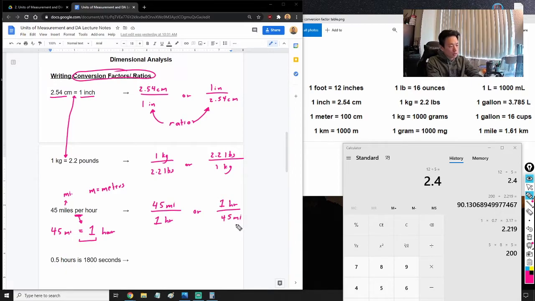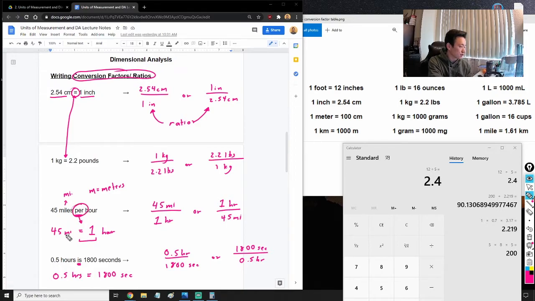Okay? And then lastly, you can use the word is to describe it. 0.5 hours is equal to 1800 seconds. And you can write the ratios as 0.5 hours over 1800 seconds or 1800 seconds over 0.5 hours. Okay? So that's how you can write some ratios. There are different ways to describe it. Again, you'll see it as equals, you'll see it as per, and you'll see it as is. But when you see two things that are equal to one another, that means you can write them as a fraction, as a ratio. Okay?